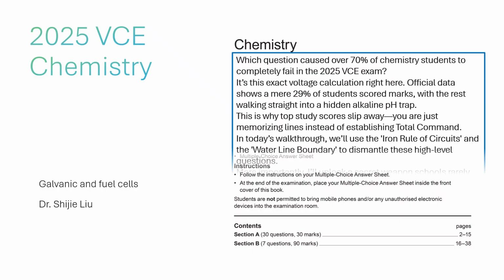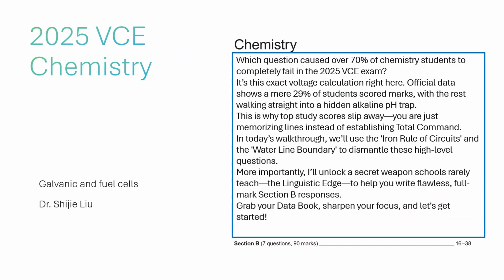Before we start, here is a brutal question. Which question caused over 70% of chemistry students to completely fail in the 2025 VCE exam? It's this exact voltage calculation right here. Official data shows a mere 29% of students scored marks, with the rest walking straight into a hidden alkaline pH trap. This is why top study scores slip away.